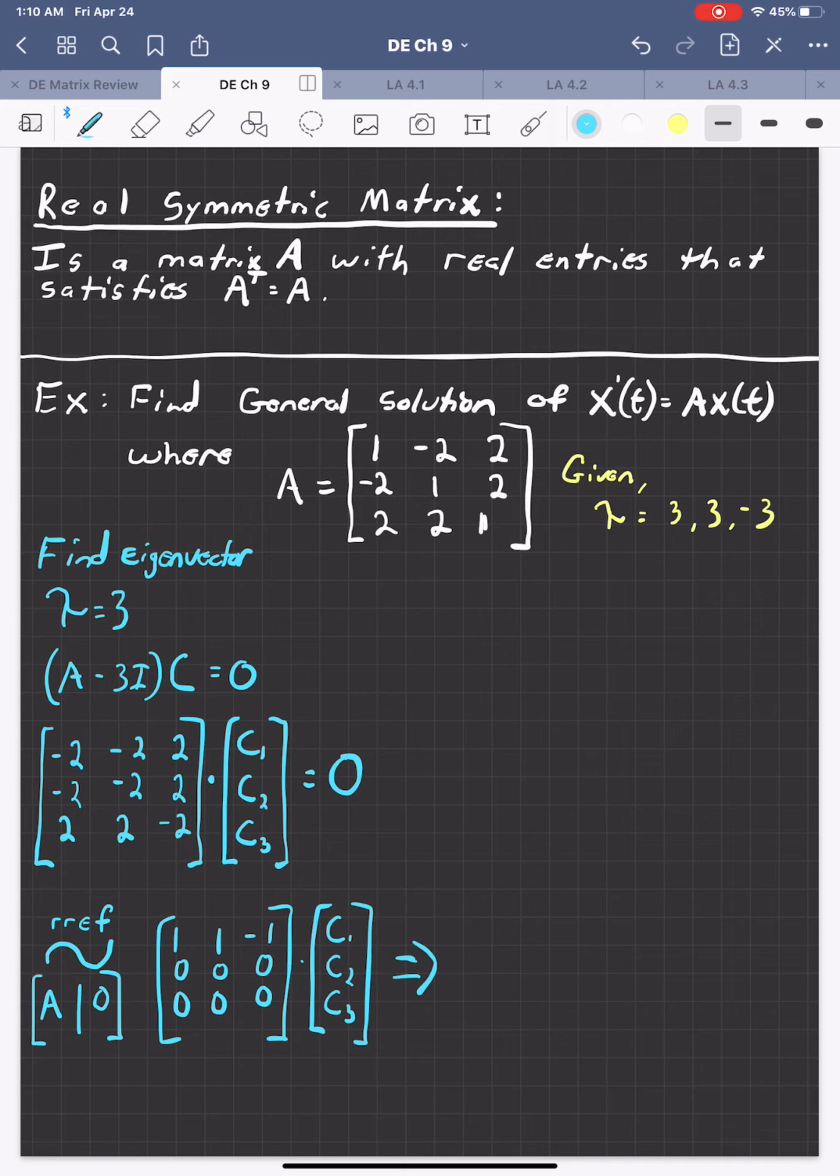Ready? Some students fail to see how to go from this step to this next step. But look, it's very simple. You have 1 times C sub 1, rows times columns, 1 times C sub 2, then negative 1 times C sub 3. So that gives us C sub 1 plus C sub 2 minus C sub 3 being equal to 0.